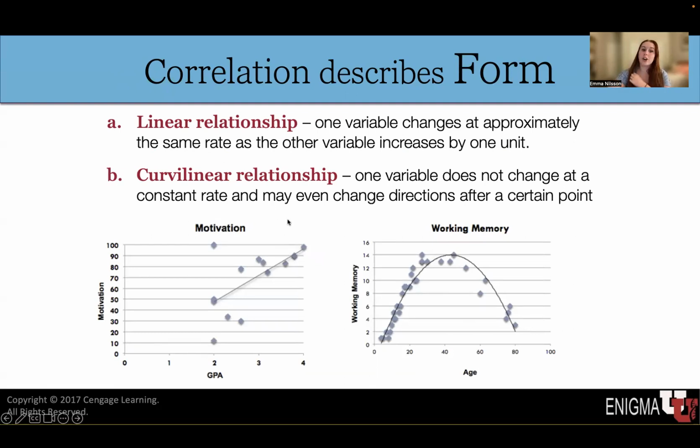You can also have a curvilinear relationship, which is when one variable does not change at a constant rate and sometimes even changes directions. And we can see that here. It is curving and not changing at the same rate. Our working memory is curving like this as age just keeps going by 1 unit.